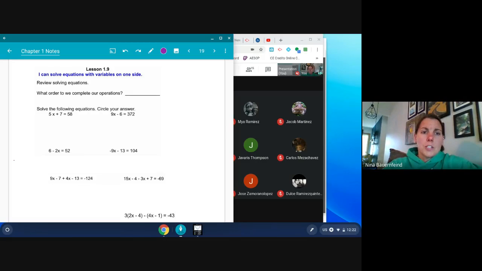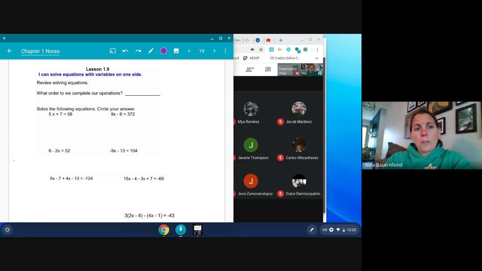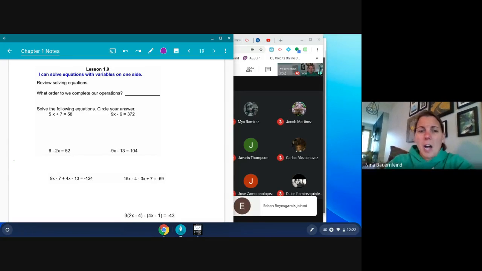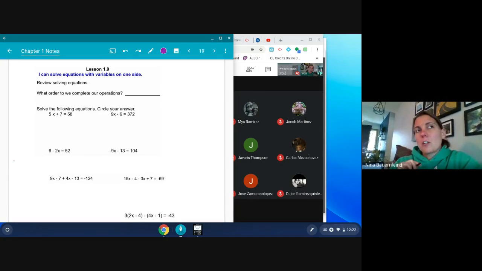So this is just kind of a review of solving equations. We started with some algebra, but it's really important that we're really solid with this because so much of this gets used in geometry. So the first question is, what order do we complete our operations? So we could talk about this, but don't write this part down. But have you guys heard of PEMDAS?